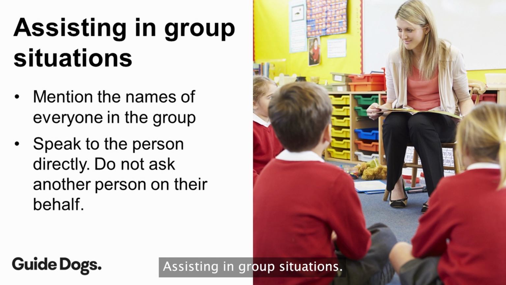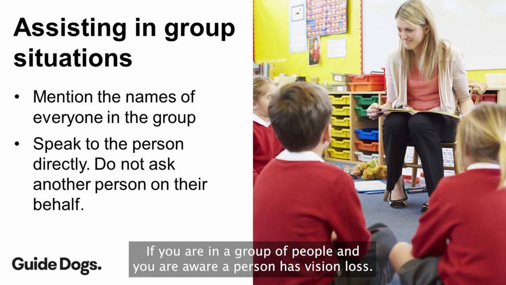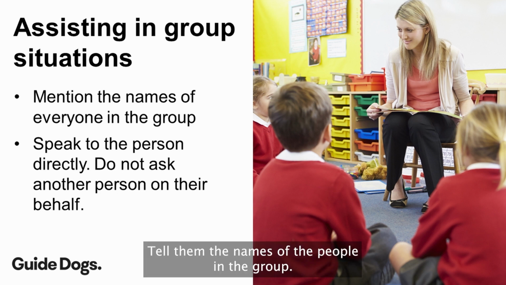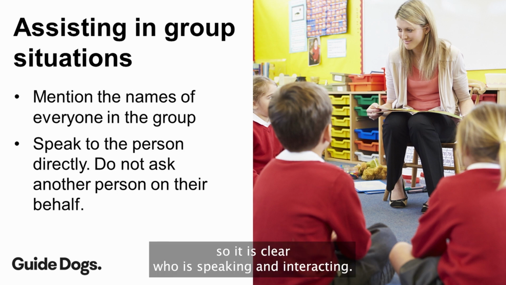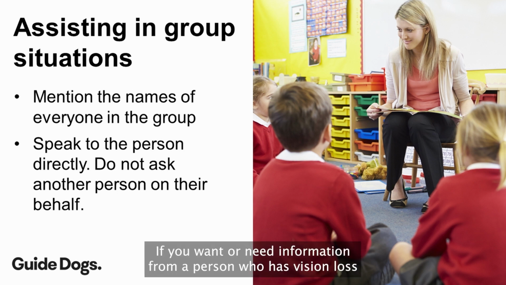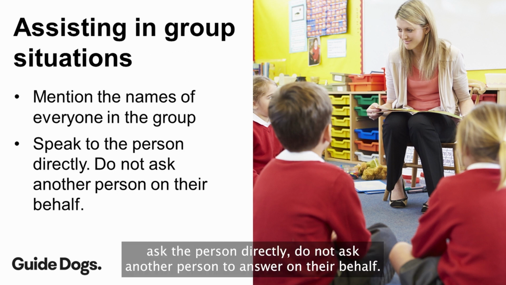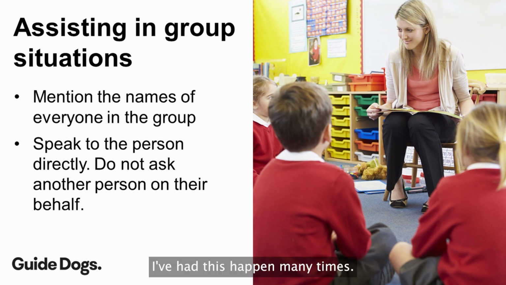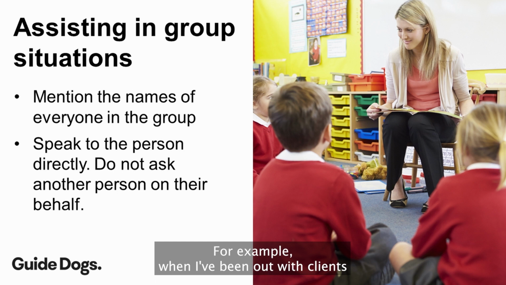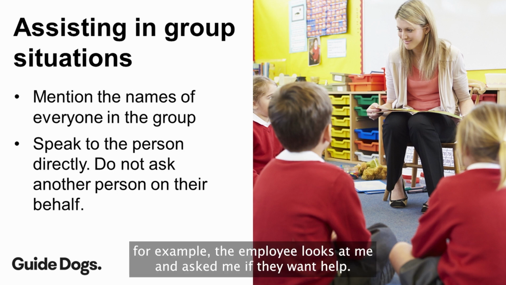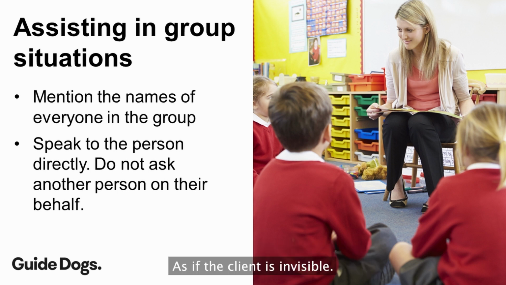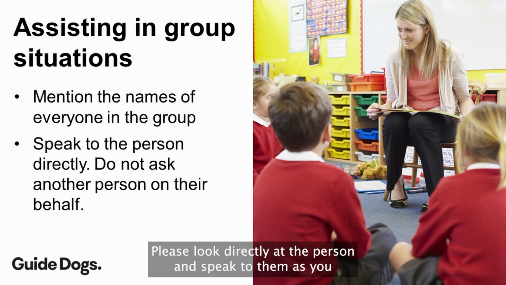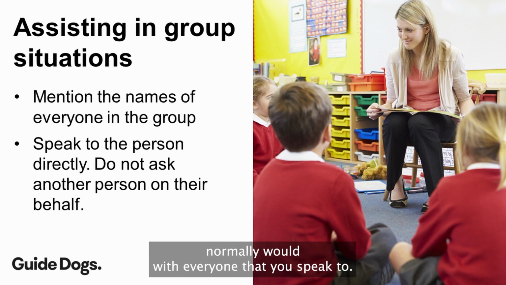Assisting in group situations. If you are in a group of people and you are aware a person has vision loss, tell them the names of the people in the group. Clearly use each person's name when you talk, so it is clear who is speaking and interacting. If you want or need information from a person who has vision loss, ask the person directly. Do not ask another person to answer on their behalf. I've had this happen many times. For example, when I've been out with clients who have learnt a route to the bank, the employee looks at me and asks me if they want help, as if the client is invisible. Please look directly at the person and speak to them as you normally would with everyone that you speak to.